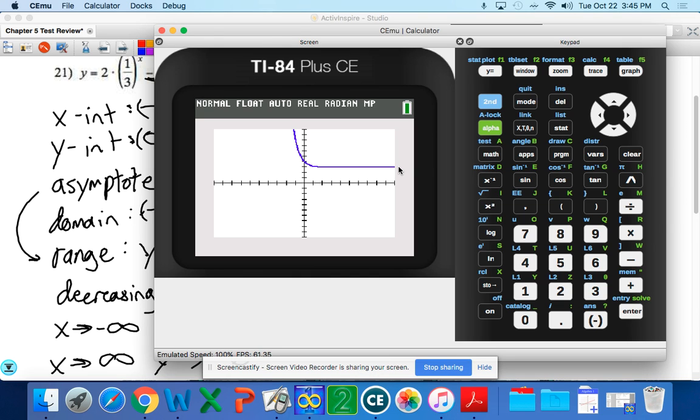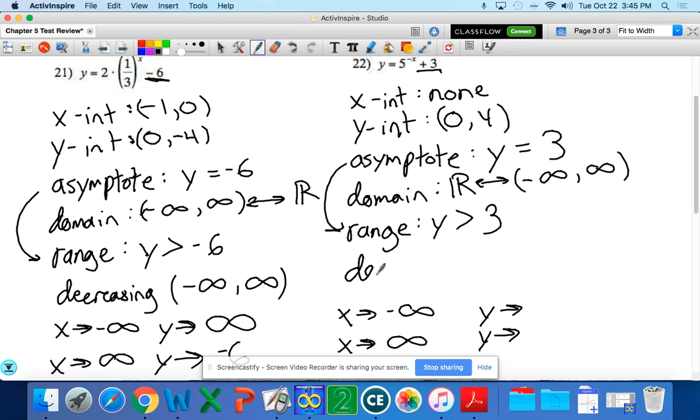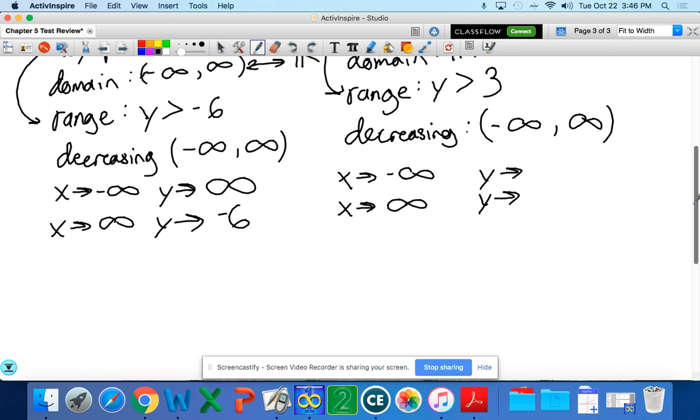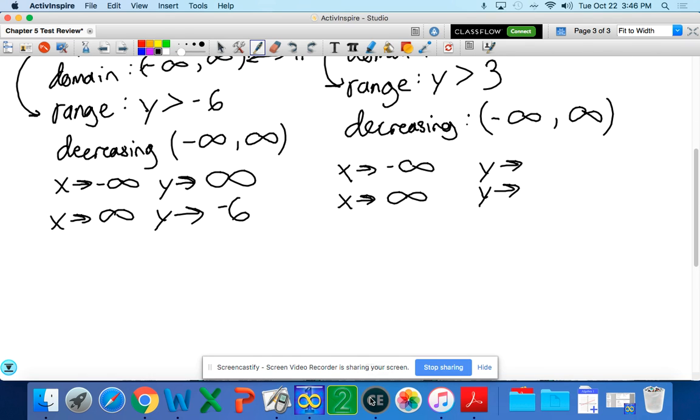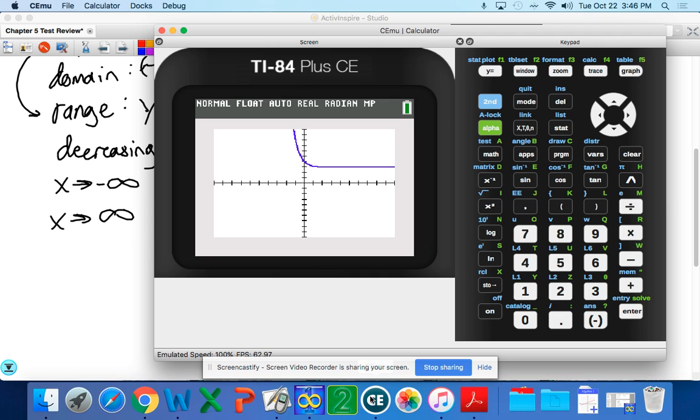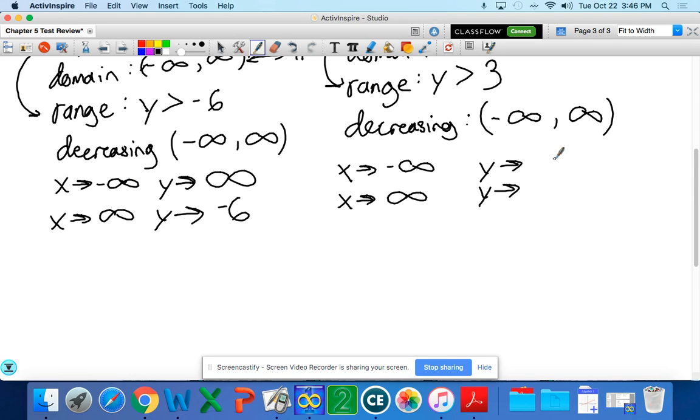Again, we are going downhill and then leveling off, which is a decreasing problem. Now we are decreasing from negative infinity to positive infinity. Okay? Finally, it's end behavior. So we pull up the graph, take a look. Our left end, as we walk to the left, is going up, up, up, up, up to positive infinity. And our right end is leveling off at the asymptote. So left end is going to positive infinity, right end is leveling off at the asymptote.